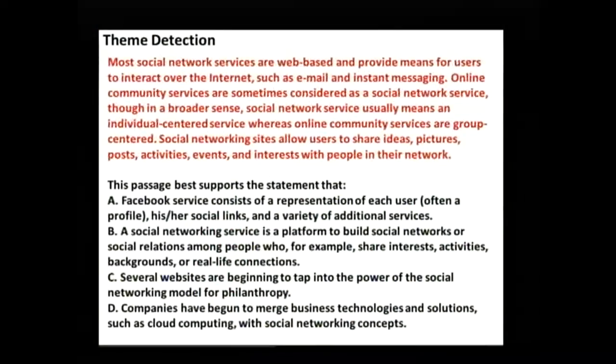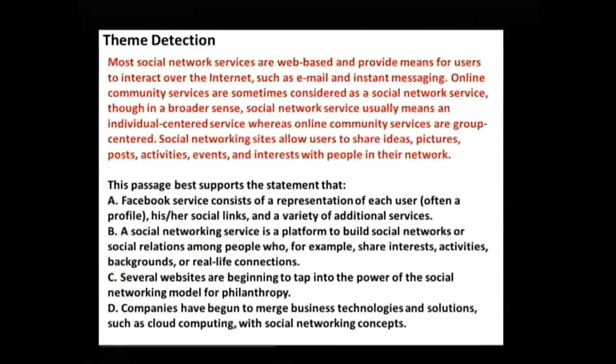Online community services are sometimes considered as a social network service, though in a broader sense, social network service usually means an individual centered service, whereas online community service are group centered. So social network is different, online community is different. Even though it's on a social network platform, online community is different. Say for example, I open a blog. In my blog, I create a group list. People can just join that blog and share ideas. It's not social network, but right now it's on the internet, but it's more of a group activity that is going on. Alright? So that's an online community. Social network sites allow users to share ideas, pictures, posts, activities, events and interests with other people in their group.